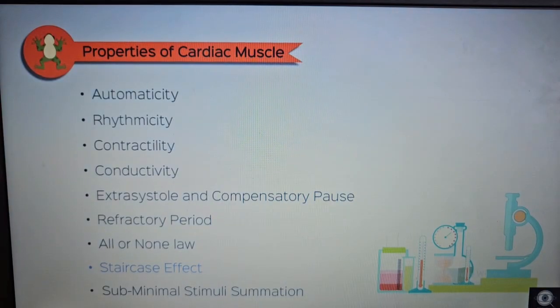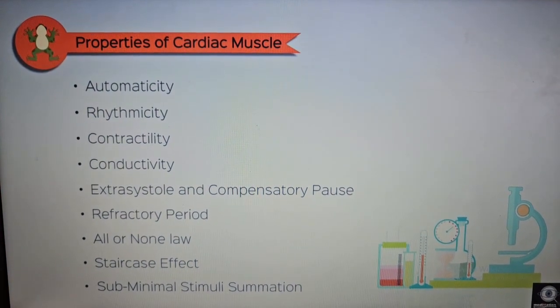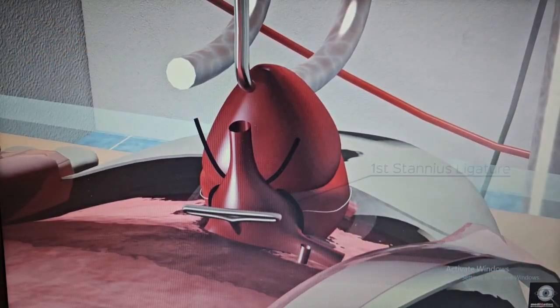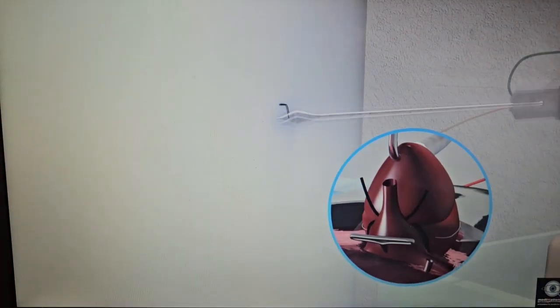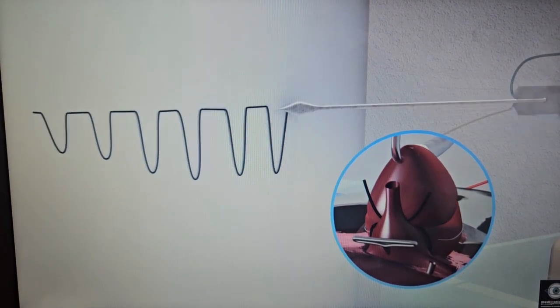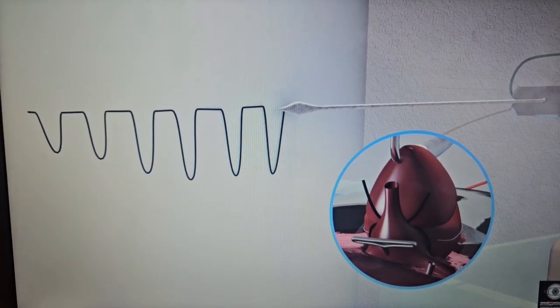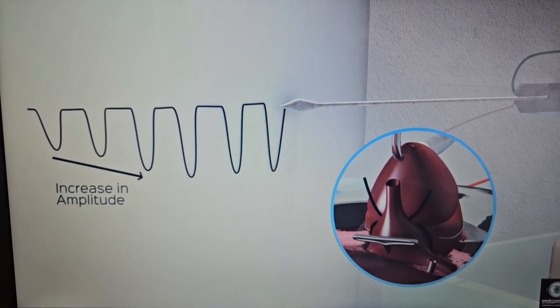Now the staircase phenomenon. To study the staircase phenomenon, we apply stimuli rapidly to the ventricles. We make the heart quiescent by tying the first Stanius ligature and set up the apparatus. We stimulate the ventricle repeatedly at intervals of 2 seconds and record the resultant contractions on a graph on a stationary drum. We can observe that the first few contractions successively increase in amplitude before forming a plateau.